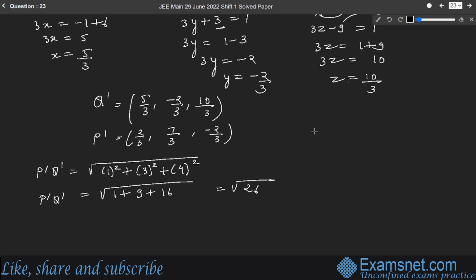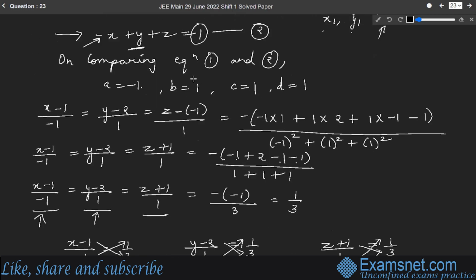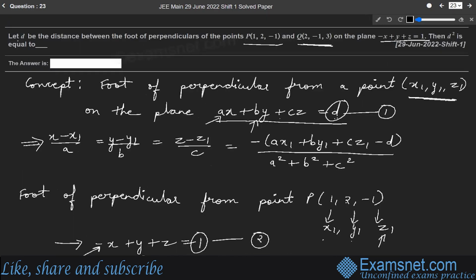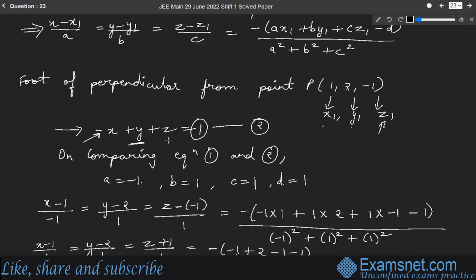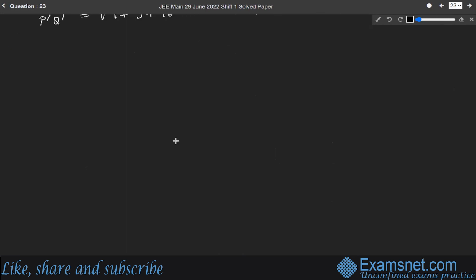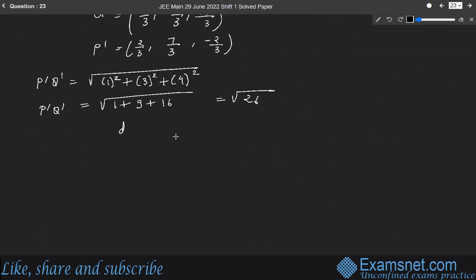And we know that what is the distance between both the foot of perpendiculars? It is D. It is already mentioned in the question. You can see that it is given here that D is the distance between the foot of perpendiculars of the point P and Q. Okay. So we have the value of D. What is the value of D? Here D is under root of 26, but we have to calculate D square.